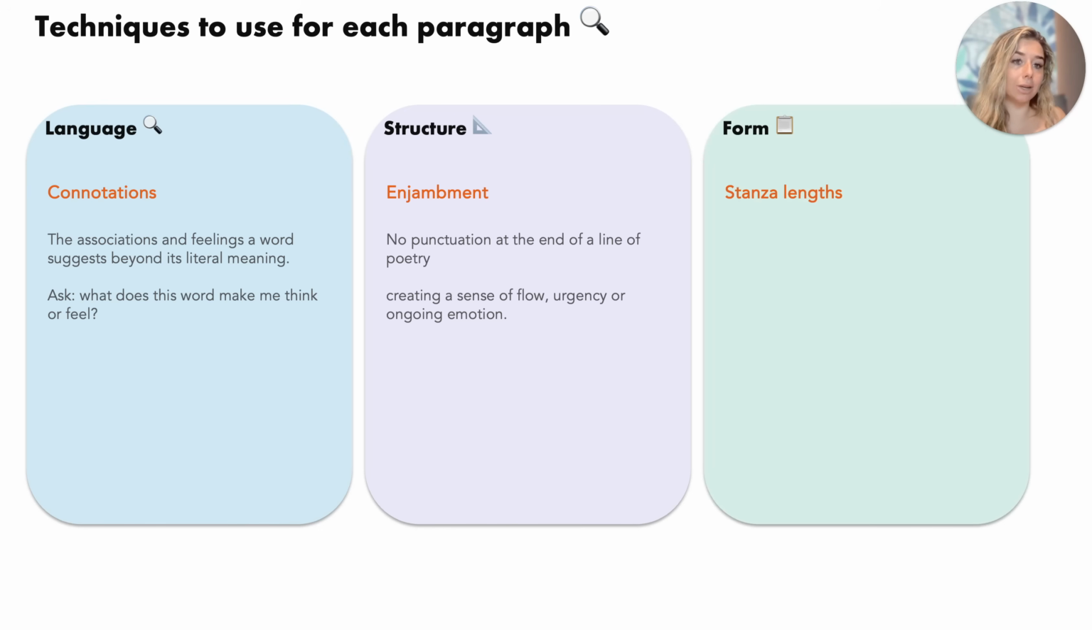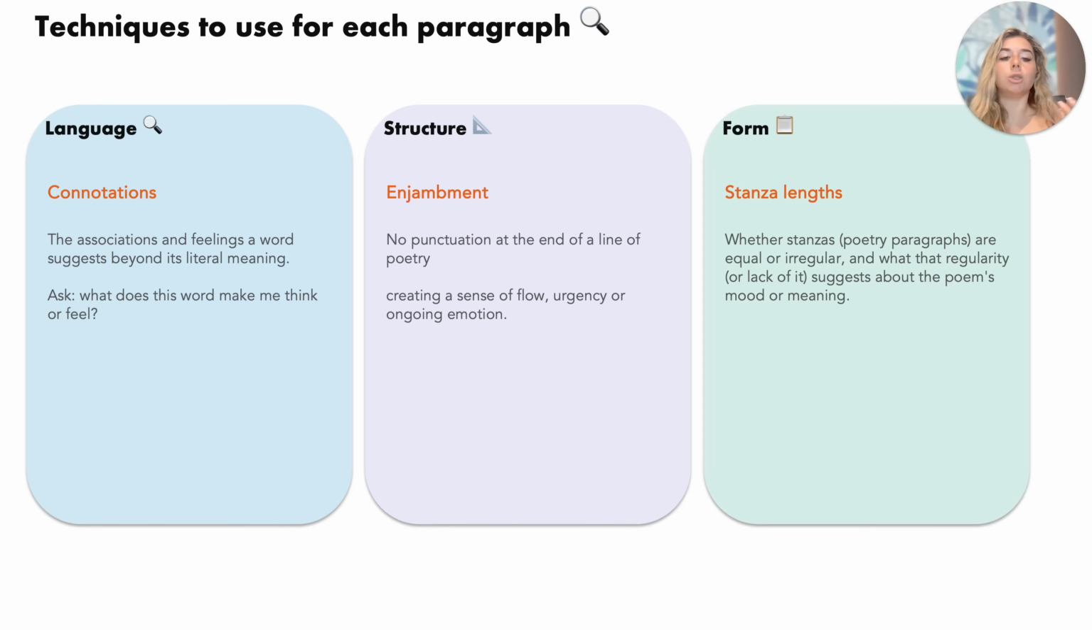And then form, we can look at stanza length, it's a really easy one for that. So whether stanzas, which are poetry paragraphs, are equal or irregular, and what the regularity or lack of it suggests about the poem's mood or meaning. You can comment on whether the stanzas are the same length, let's say for example they're all 4 lines, or whether they're irregular. And then again, thinking about what it suggests. If they're all irregular, does it show that something's chaotic?